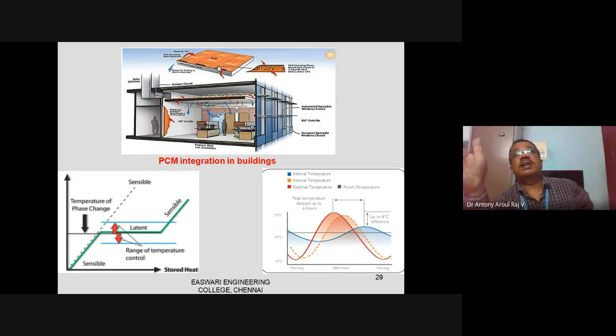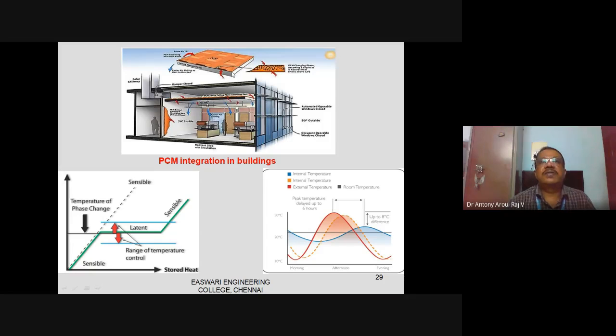But if you are going for construction, you have to go for a very big construction. But if you are going for a phase change material, a small slab of phase change material will be equivalent to a very big wall. So that is what we have to understand. That is PCM, or phase change materials.